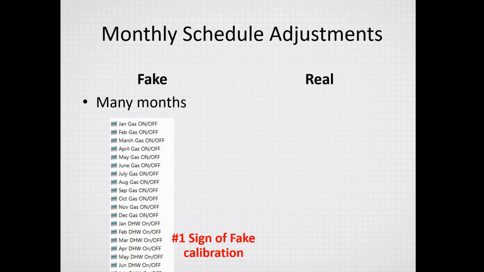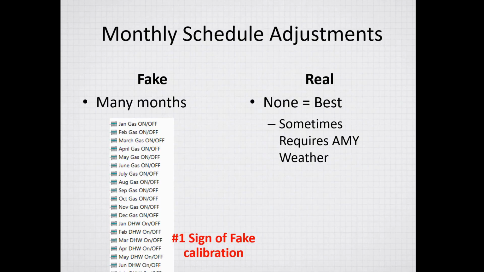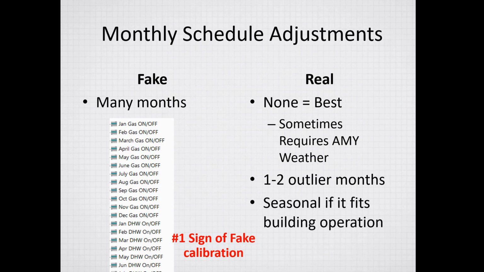In a real calibration, the best case scenario that you can have is no custom months. All the months would behave the same. Sometimes that requires an AMY file, an actual mean year file, though not always. In reality, it's normal to have 1 to 2 outlier months that require some sort of specialization, because in the course of a year, most buildings have a month that did not behave normally for whatever reason. Sometimes a seasonal schedule is okay, but only if it fits the building's actual operation.